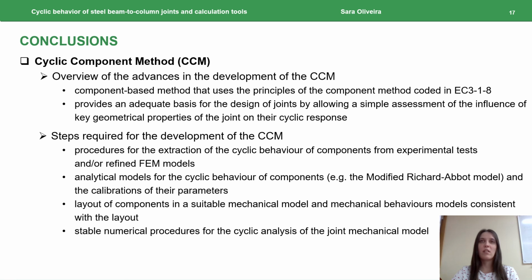The development of a cyclic component method requires several steps for which investigation is being carried out, namely, procedures for the extraction of the cyclic behavior of components from experimental tests and/or refined finite element models, analytical models for the cyclic behavior of components, for example, the modified Richard-Abbott model, and the calibration of their parameters, layout of components in a suitable mechanical model and mechanical behaviors consistent with the layout, and stable numerical procedures for the cyclic analysis of the joint mechanical model.